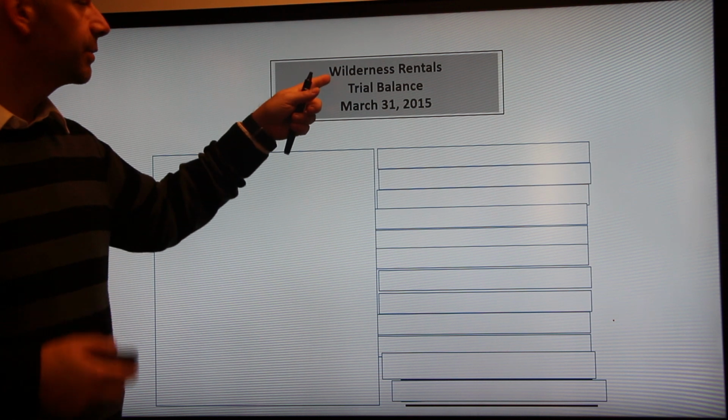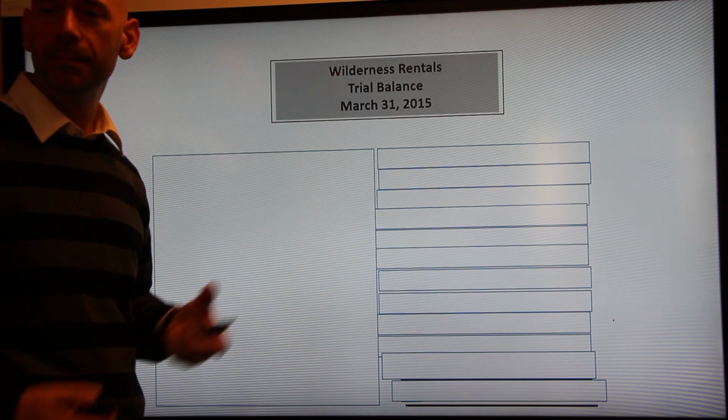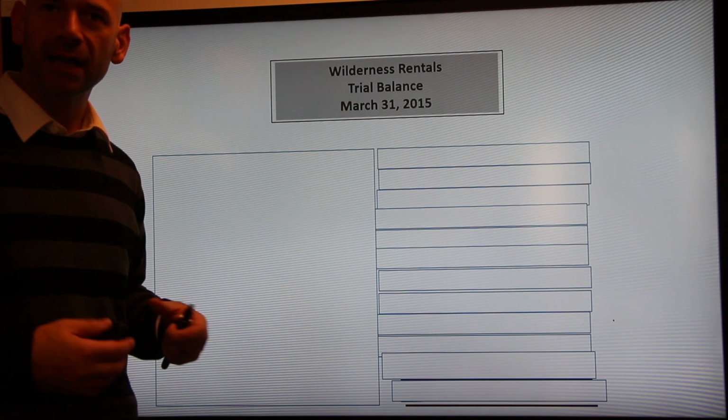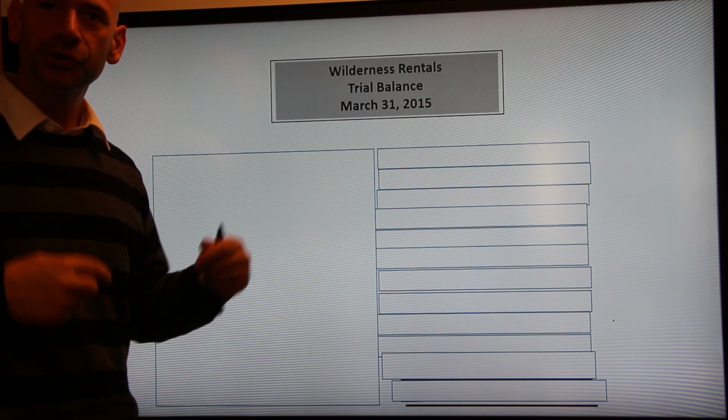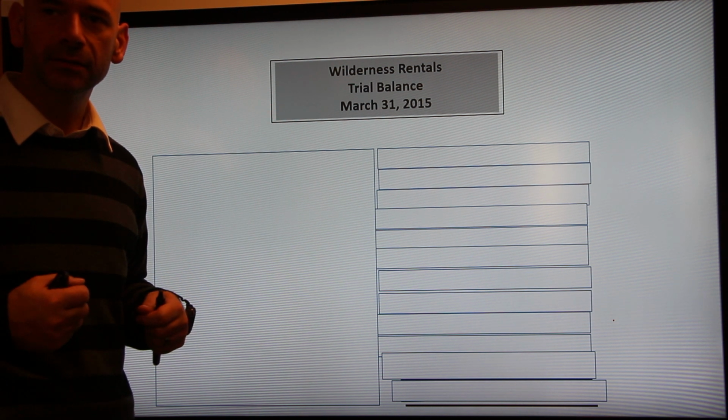So first thing you got to always do is write the heading. Who, what, and when. The name of the company is who. What would be, what do we call this sheet? In this case, it's a trial balance. And typically we do trial balances for the last day of the month or the last day of the period, to show that at the end of that period, this is what the balances of all our accounts are, debits and credits, and see if they equal.